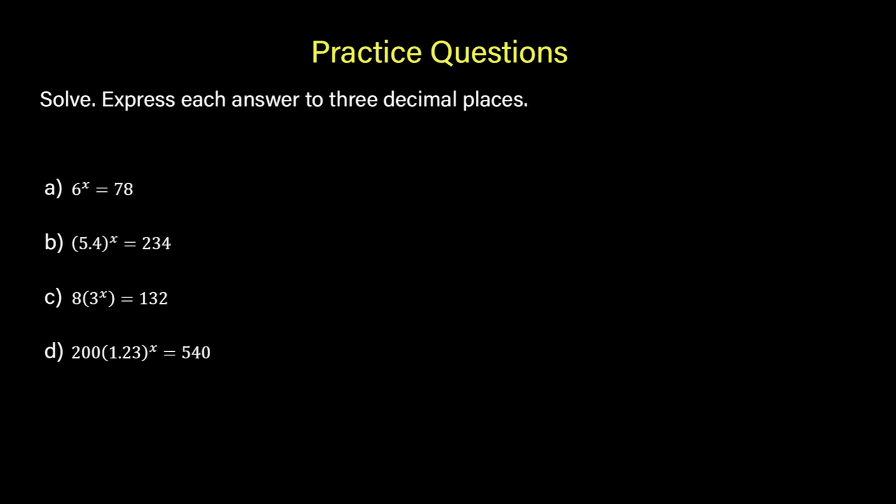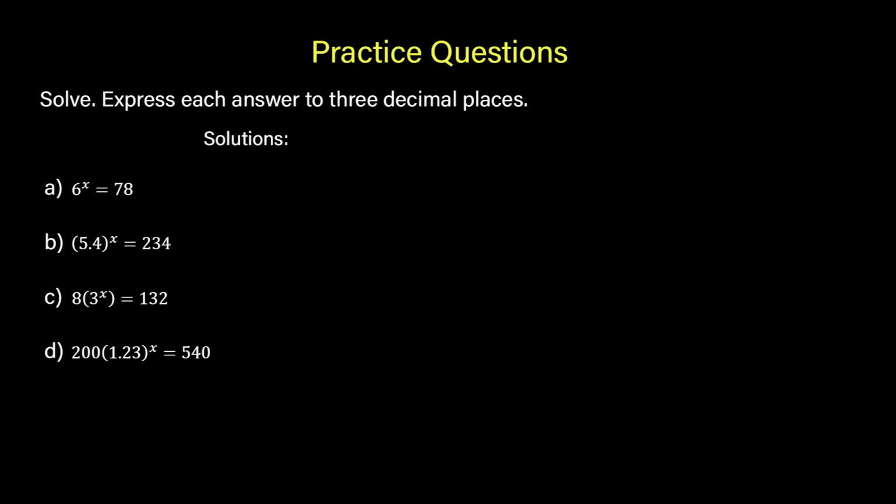Solve. Express each answer to 3 decimal places. A. 6 to the power of x equals 78. B. 5.4 to the power of x equals 234. C. 8 times 3 to the power of x equals 132. D. 200 times 1.23 to the power of x equals 540.